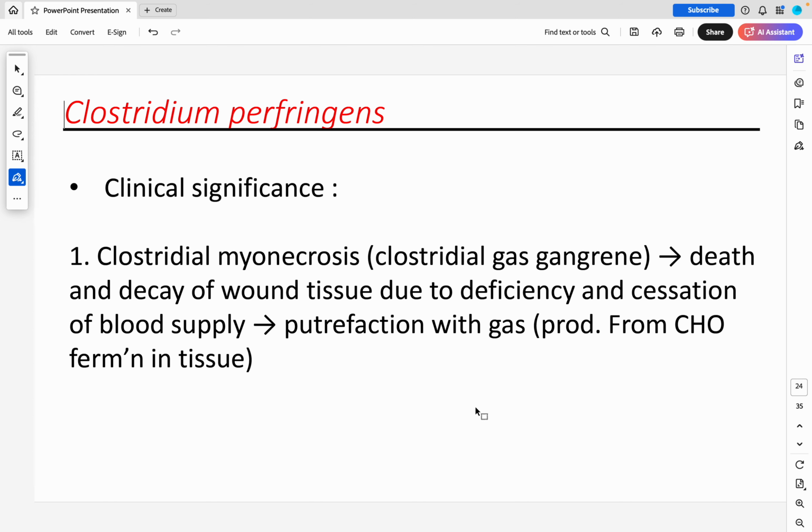Okay, so that ends our discussion for endospore-forming bacilli. The last one, I'll be recording another one, the last handout on bacilli, on non-spore forming ones.